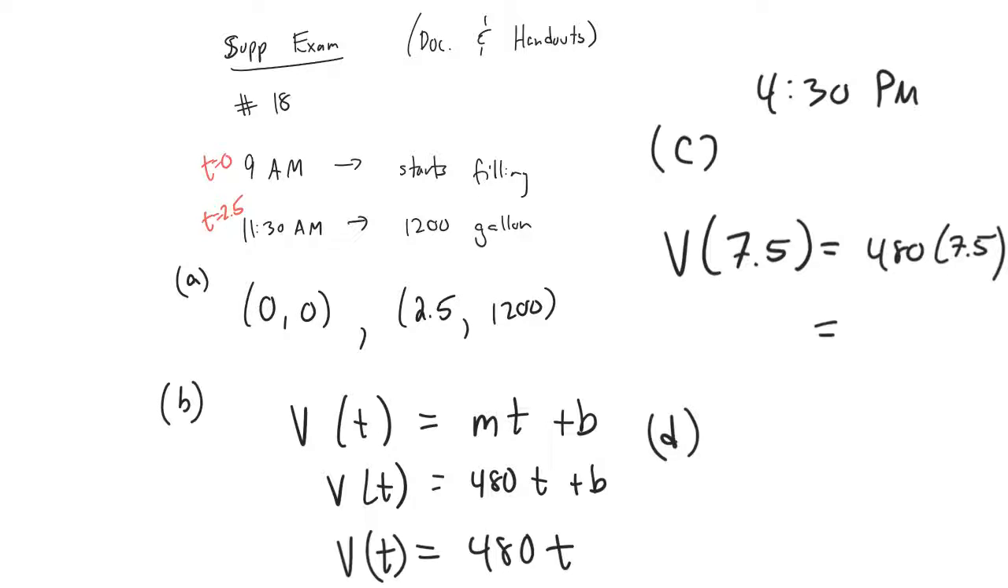What do you got? What do you got? What do you got? We're doing the volume. 3,600. Thanks, slow.